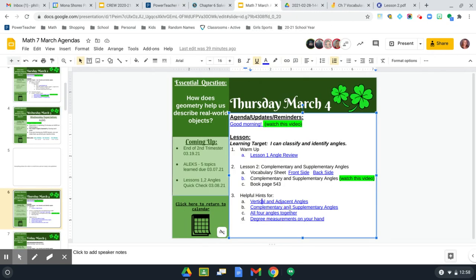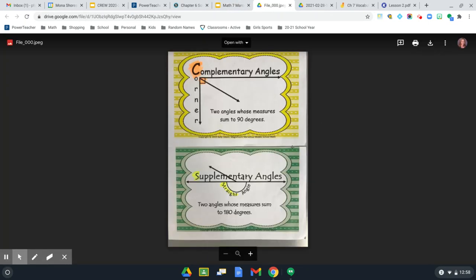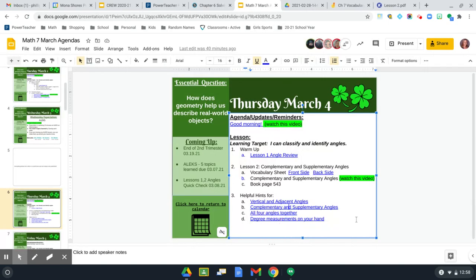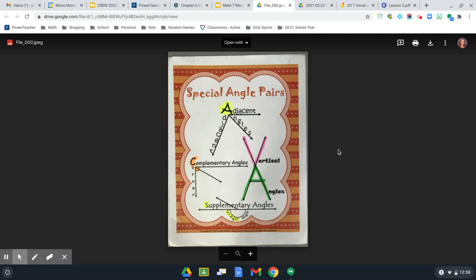And then complementary and supplementary is right underneath it. So you can click on that picture, and it talks about really the same thing they talked about in the video. So ways to remember those. Underneath that, it says all 4 angles together, so it's all on one paper here, on one handout.